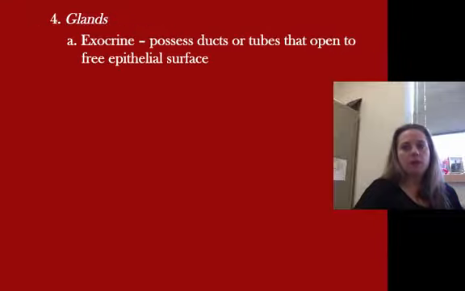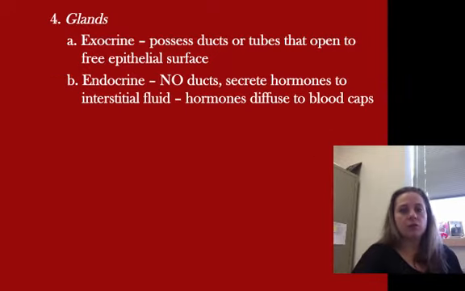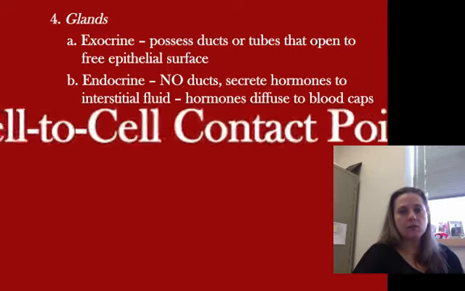Glands, collectively, come in two types. There are exocrine glands and there are endocrine glands. Exocrine glands have ducts, or tubes, that open up to a free epithelial surface, so they produce something that gets secreted through the ducts and released out. Whereas an endocrine gland has zero ducts. The stuff they secrete usually diffuses directly into blood capillaries and usually creates hormones and those kinds of secretions. So an endocrine gland has zero ducts, an exocrine gland does.